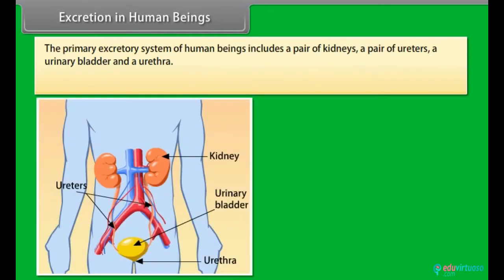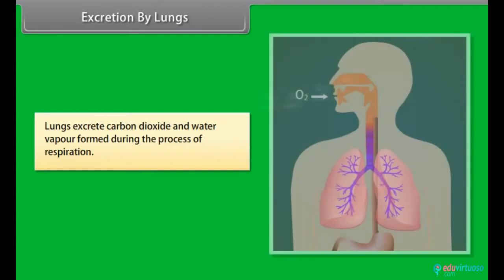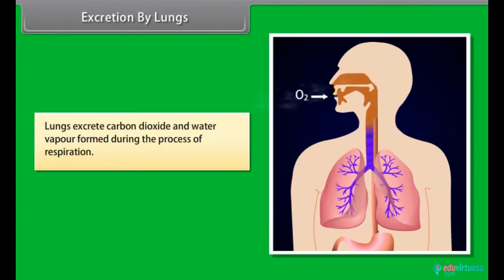Excretion in human beings. The primary excretory system of human beings includes a pair of kidneys, a pair of ureters, a urinary bladder, and a urethra. While the secondary excretory system of human beings includes lungs, skin, large intestine, and liver. Excretion by lungs. Lungs excrete carbon dioxide and water vapor formed during the process of respiration.